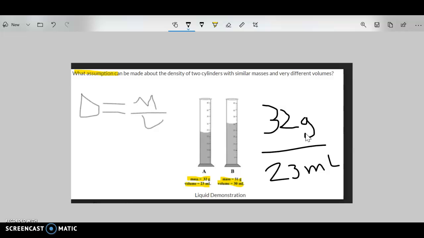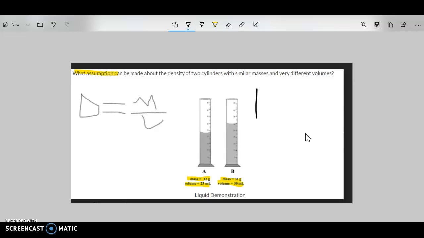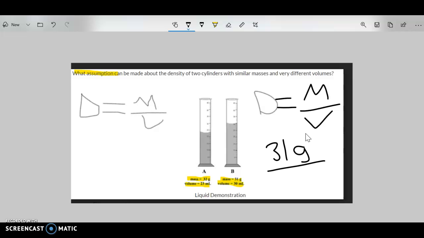and you're welcome to use your calculator for that. Once you find out what the density would equal for A, then you can go ahead and look for B. So for B's density, you would take the mass and divide it by the volume so that you can get B's density. The mass of B is 31 grams. The volume is 30 milliliters. So you can use your calculator and figure out what that density would be.